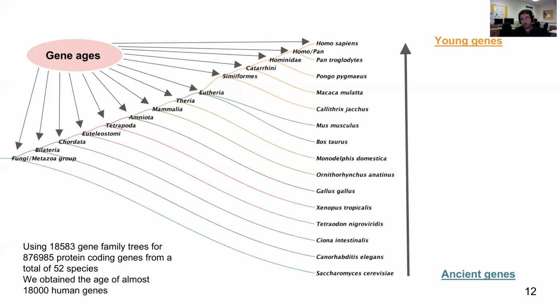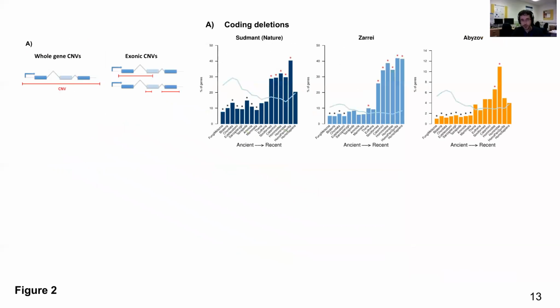So it is interesting for many reasons to classify the genes in different gene ages. One of them is that functionally they tend to be very different. Ancient genes are enriched in housekeeping genes and genes with essential functions, while young genes tend to be enriched in tissue-specific or cell-type-specific functions. So with that, what we then did was to calculate the proportion of CNV genes, or genes showing deletions, for each gene age class.